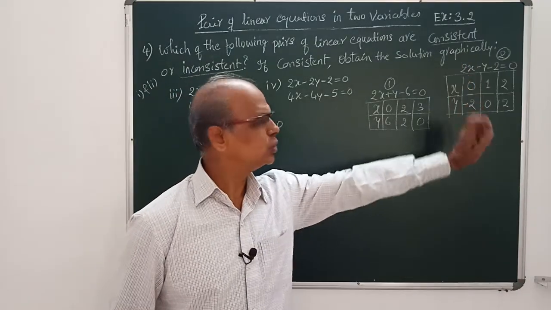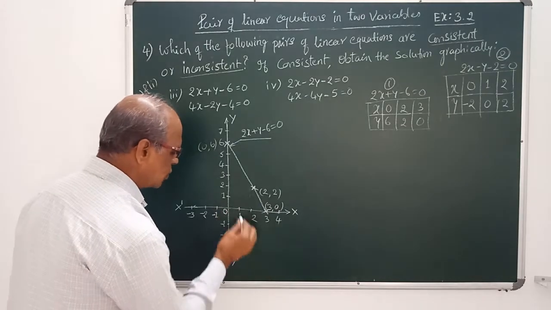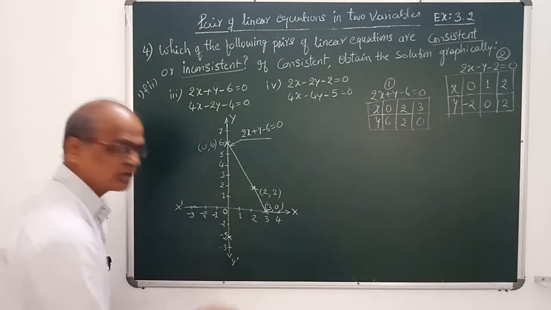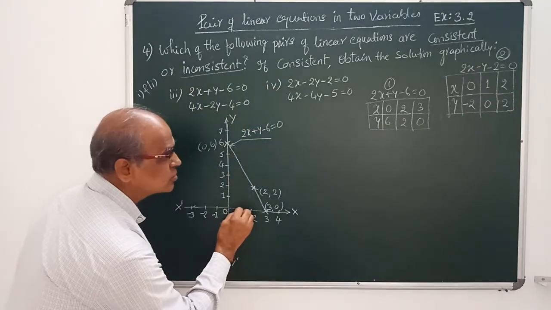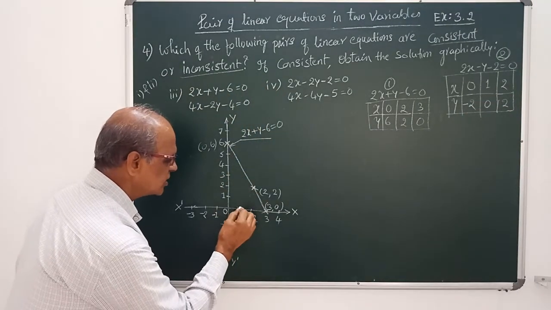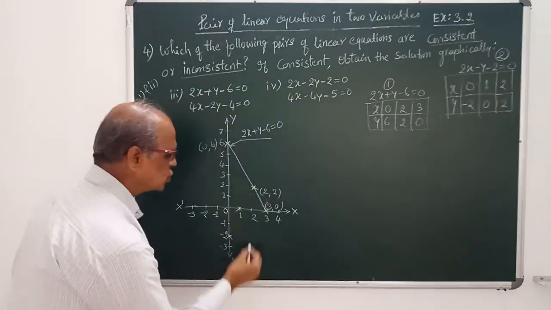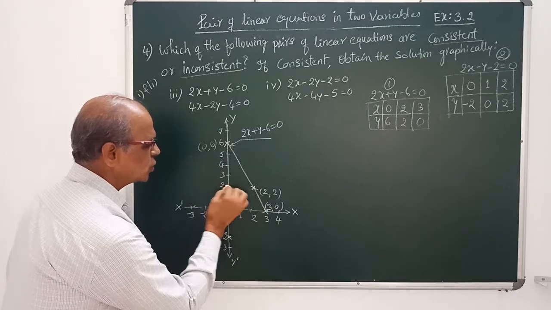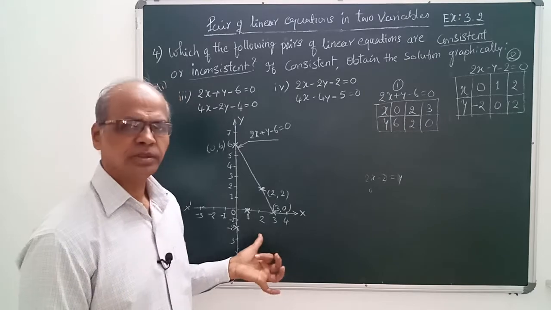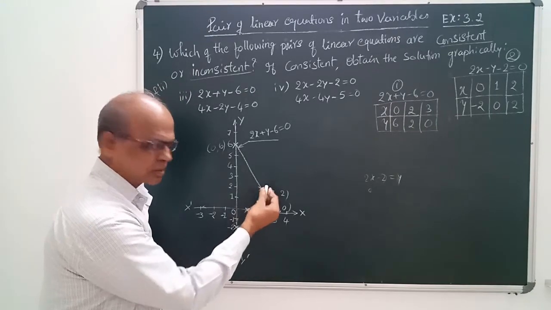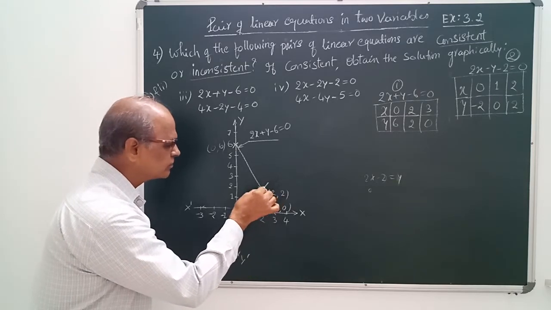Table 2, equation 2. X is 0, y is minus 2. Here is your first point. Next one, x is 1 and y is 0. This is where your next point is. Now both are 2, that means positive values. X is 2 and y is also 2. This is your third point. That means 1, 2. Okay, see here: first point, second point, third point. Now we have to join them.